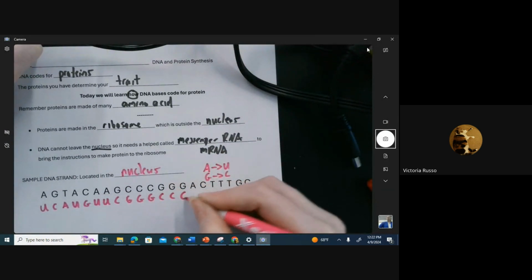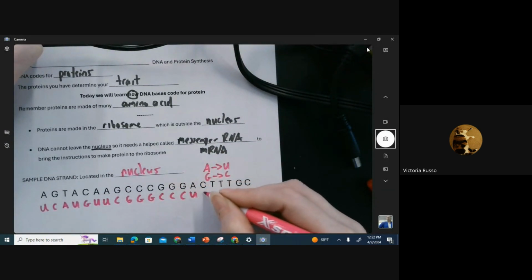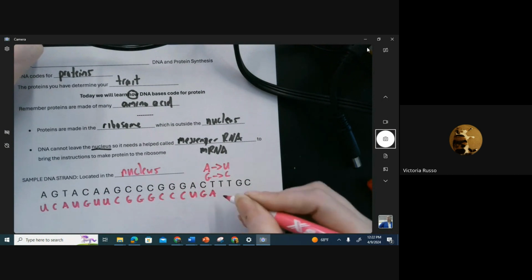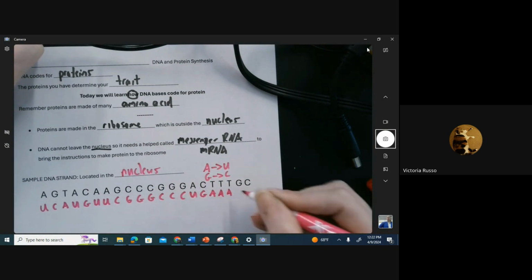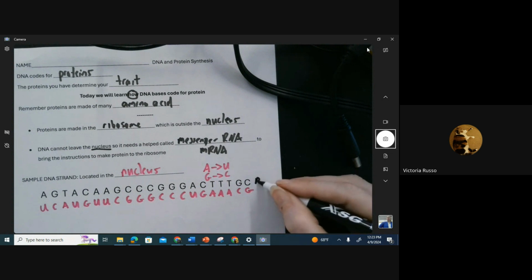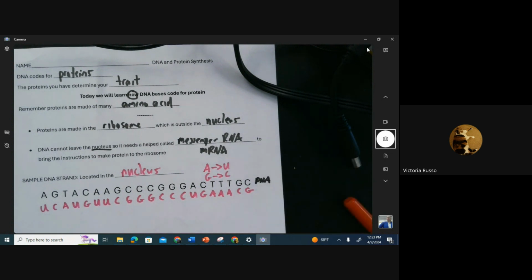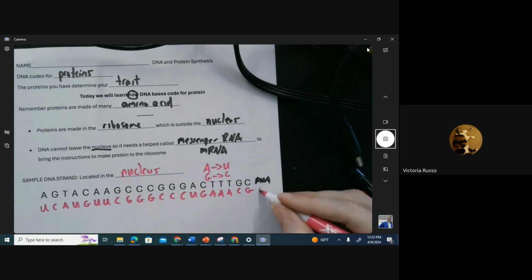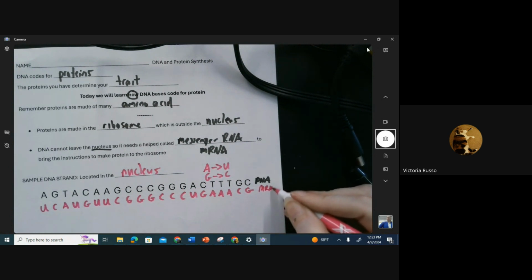Sometimes I make a mistake. Hopefully I won't. G, A, C, G. And you're going to be doing a lot of these in the next couple weeks. So here we made an mRNA molecule. The top was DNA. We know that the top was DNA because it contains T. And then we wrote the complementary RNA strand, or mRNA strand, on the bottom.